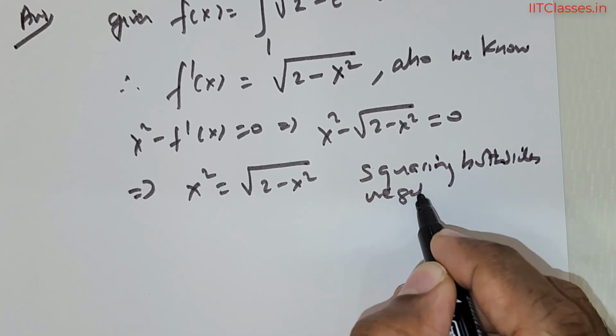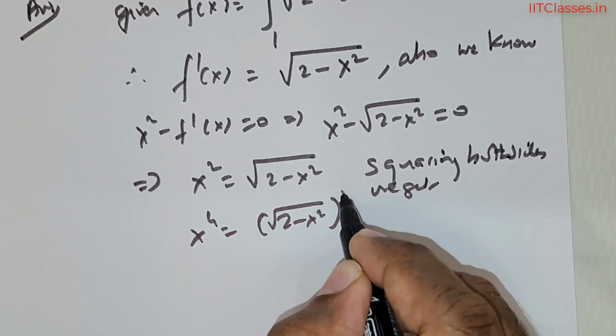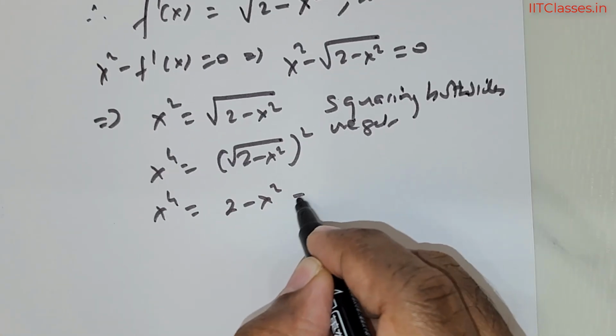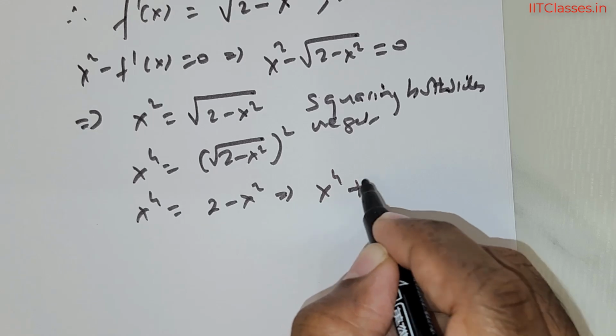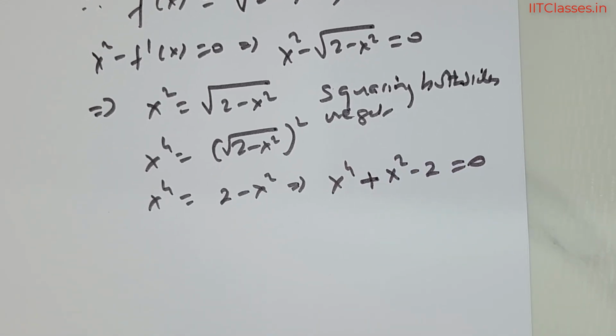we get x to the power of 4 is equal to root of 2 minus x squared, the whole squared. That is x to the power of 4 is equal to 2 minus x squared. This is x to the power of 4 plus x squared minus 2 is equal to 0. So we need only real roots. So what are the real roots?